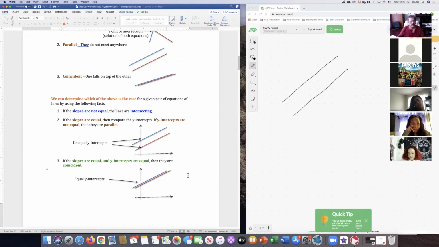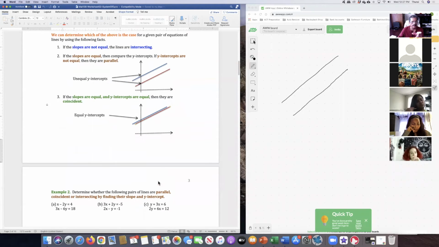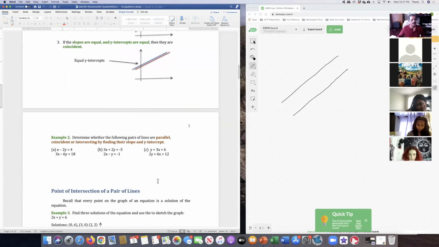If the slopes are not equal, they are going to intersect. If the slopes are equal, then you have to look at the y-intercept. If the y-intercepts are also equal, then they are coincident. If the y-intercepts are not equal, they are not coincident. They are parallel. All right, so these are the rules. Let me repeat that again. If slopes are not equal, immediately you can conclude they're intersecting. If the slopes are equal, then you have to compare the y-intercept. If y-intercepts are also equal, they're coincident. Otherwise, they're parallel.